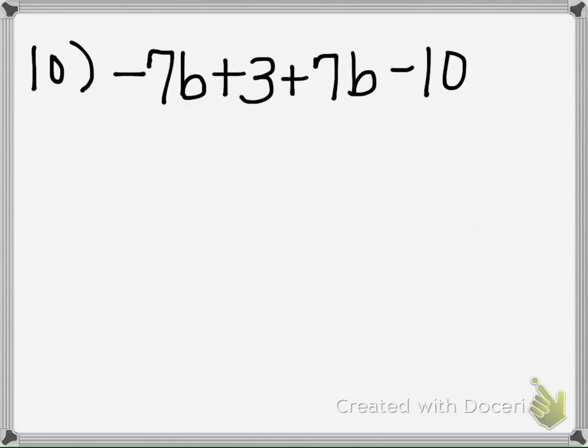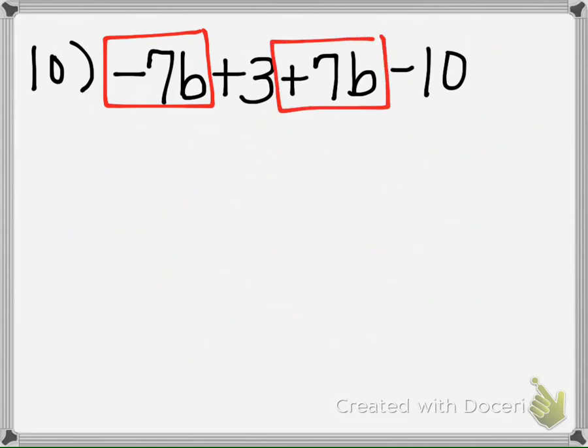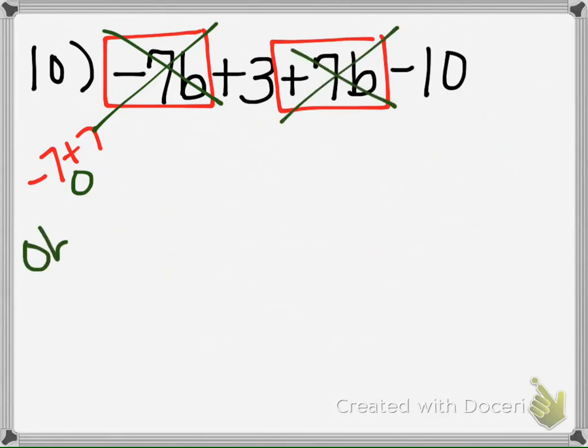Okay, here we can put the negative 7b and the positive 7b together. And since we have negative 7 plus 7, that makes 0. So this is going to cancel with this, and it's gone. So we do not write it as 0b, because 0b is just 0. And we don't need to write the 0 down because we have a 3 here and a negative 10 here.